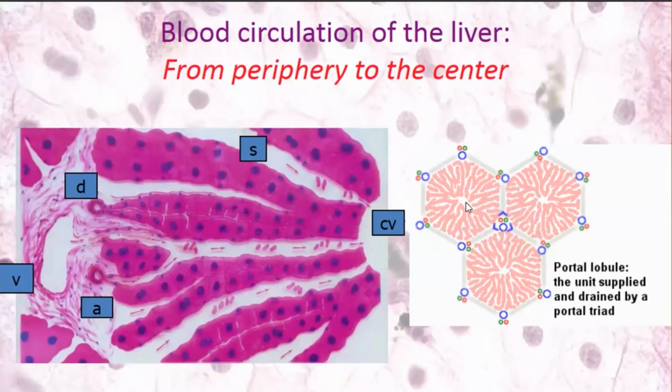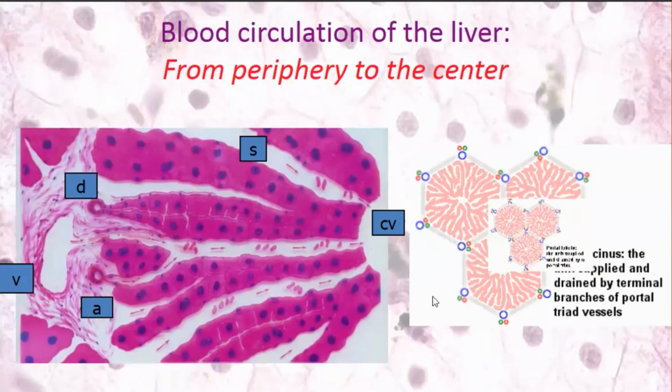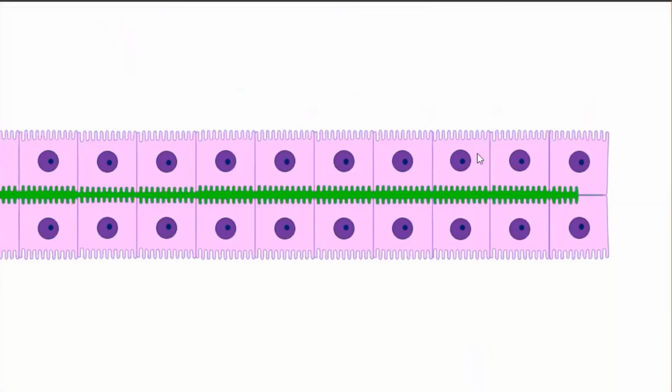So blood and bile are circulating in different directions. Blood goes from the periphery to the center, and bile goes from the center to the periphery and goes to the bile ducts, which are located between the lobules. There are interlobular bile ducts. And here we can see the hepatic plate composed of hepatocytes.